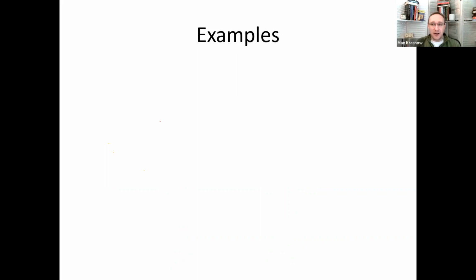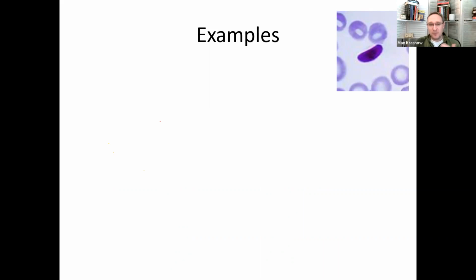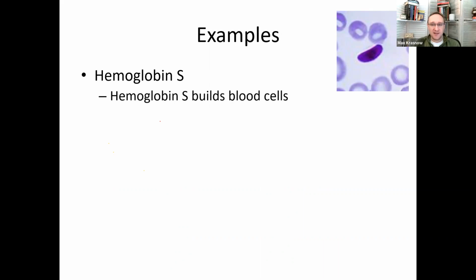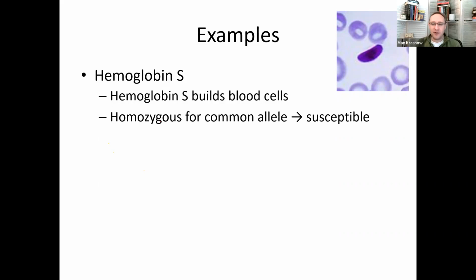Finally, let's look at another real example with a specific pathogen, the parasite that causes malaria. This pathogen exploits one of the molecules that make up our blood called hemoglobin S. This is one of the components that we use to build our blood cells. The malaria parasite has specialized in exploiting the common version of this gene. So if you have the common version, you're more likely to end up getting infected with malaria if you have an exposure.